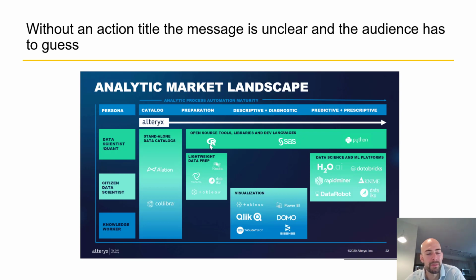They potentially could be saying a couple of messages. The message could be Alteryx is playing along the process chain from data preparation towards predictive and prescriptive. Or they could be saying there are a lot of competitors in our market. Or they could be saying we're the only player that plays along the whole chain while others are more targeted and offer point solutions. Whatever the message is, it's important that the message is clear to you and to your audience. And I think on this slide, it is unclear, and the audience has to guess what you mean with the slide, what your so what is.